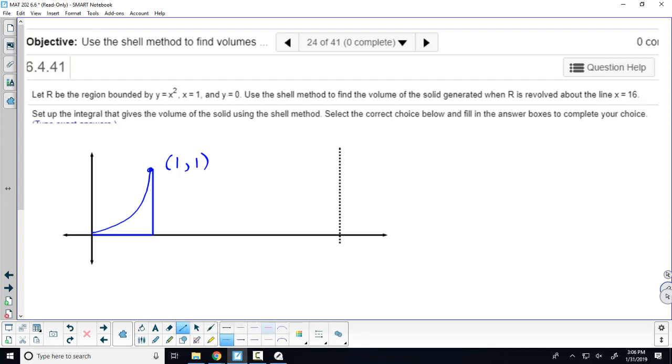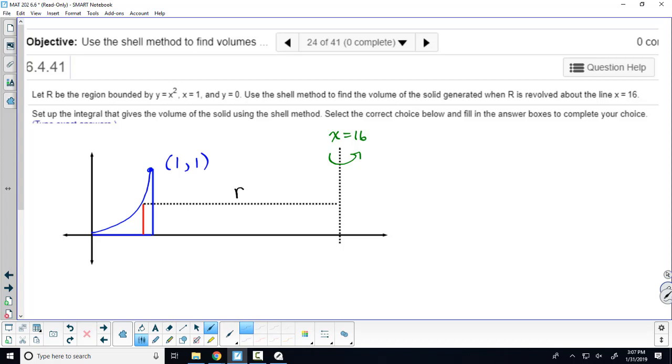So if we're going to use a cylindrical shell, vertical or horizontal element? Vertical element, because we're rotating about this axis here at x equals 16. The element rotated about that axis has to create a cylinder. What would a horizontal element create rotated about that? A washer, a disc with a hole in it. So we want to use a vertical element so that we're creating a cylinder. And then we need to identify the radius of the cylinder and the height of the cylinder.